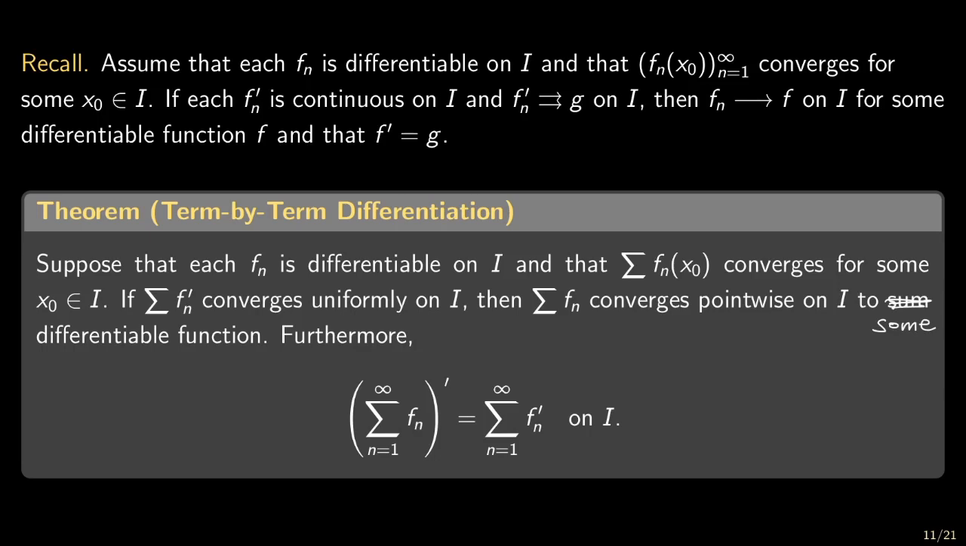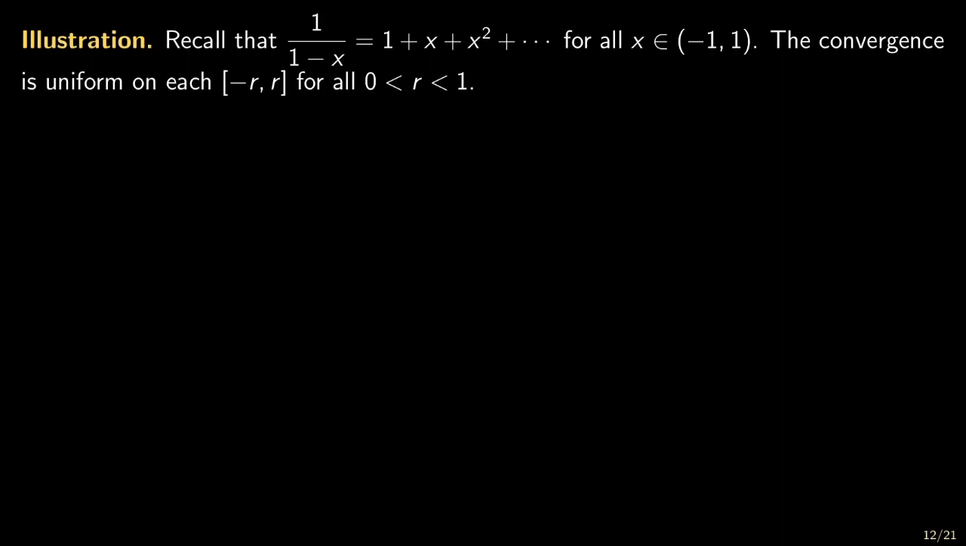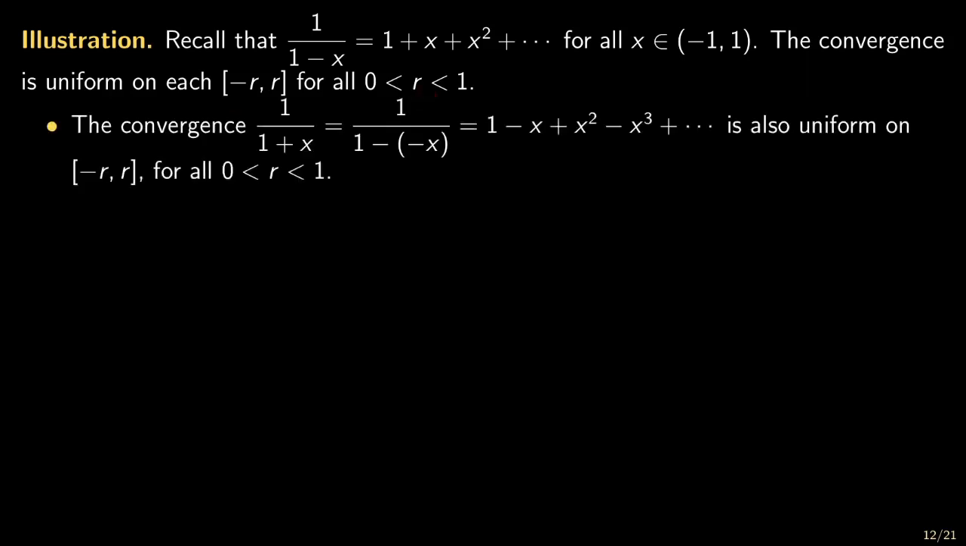Now we shall illustrate this shortly. So for example, you can consider the infinite geometric series which is valid in this interval. Remember that the convergence is uniform on each of these for all r between 0 and 1. Now, because this interval is symmetric about the origin, meaning to say, if x is in here, then minus x is still here. Hence, the equation is still valid if I replace x by minus x. Now, the equality becomes the following. So here, x will be replaced by minus x, and minus x quantity squared will be equal to x squared, and so on. So you now get an alternating sign.